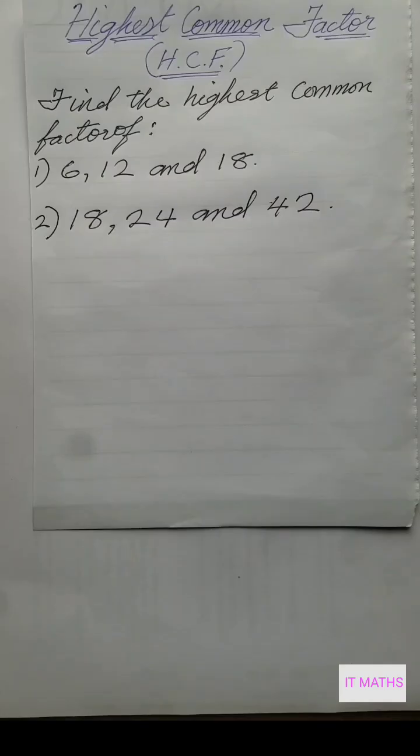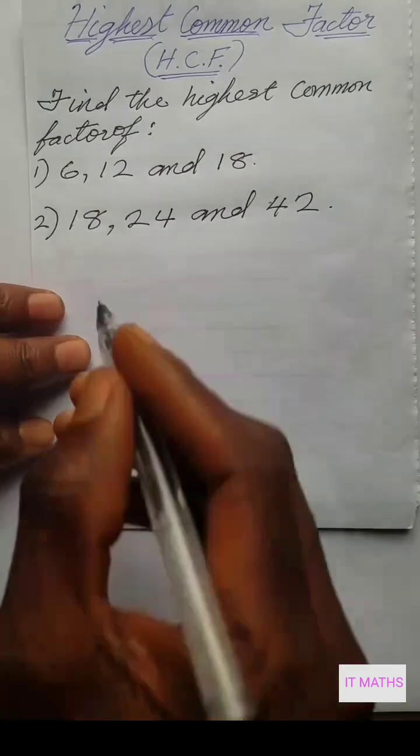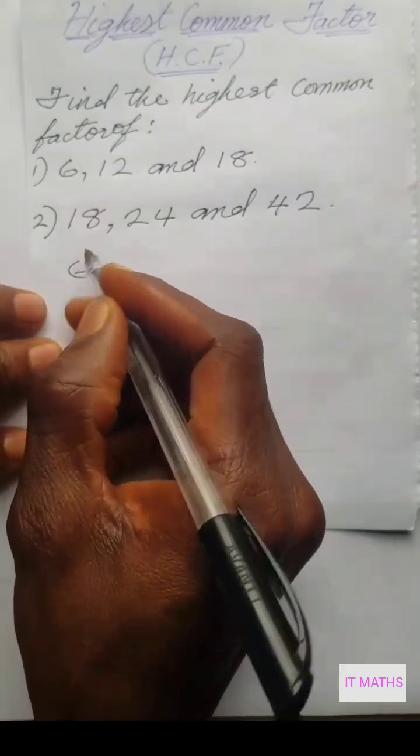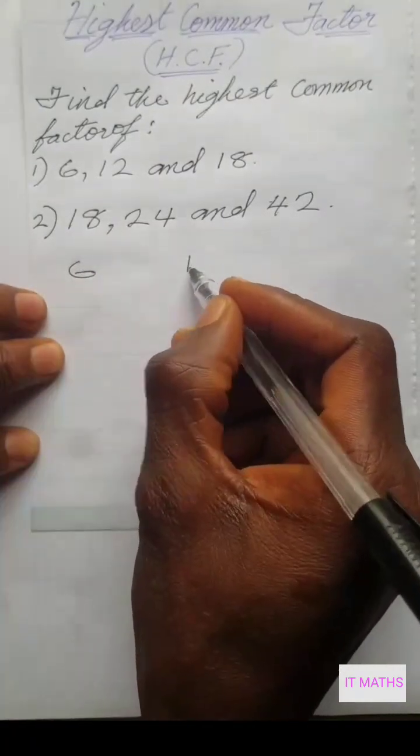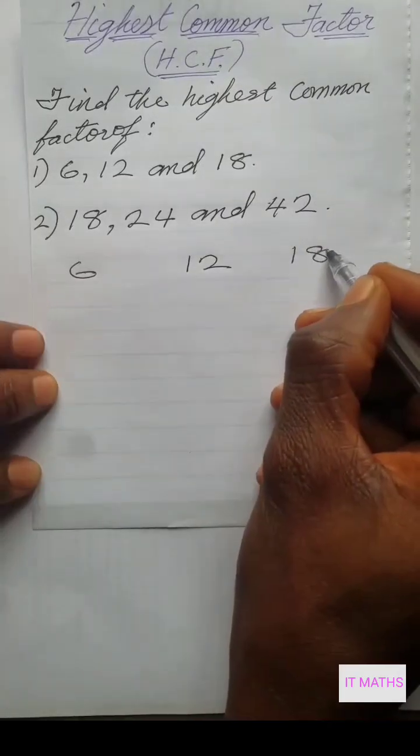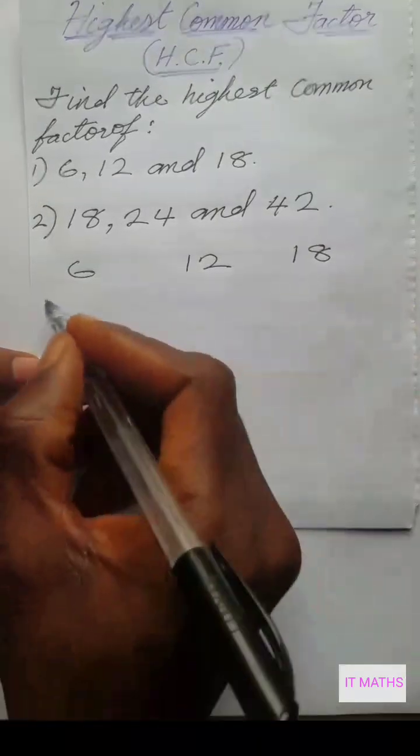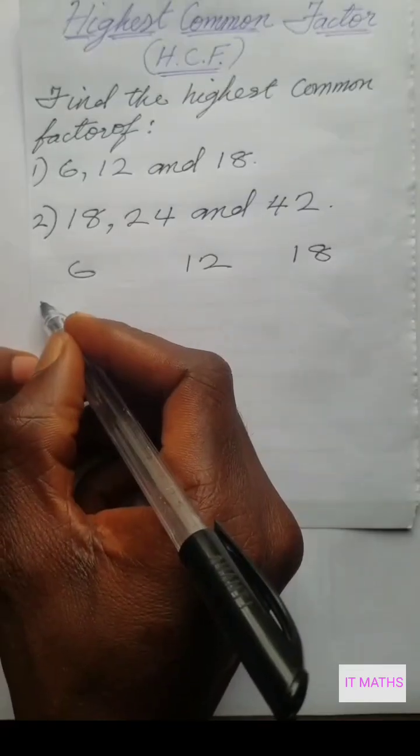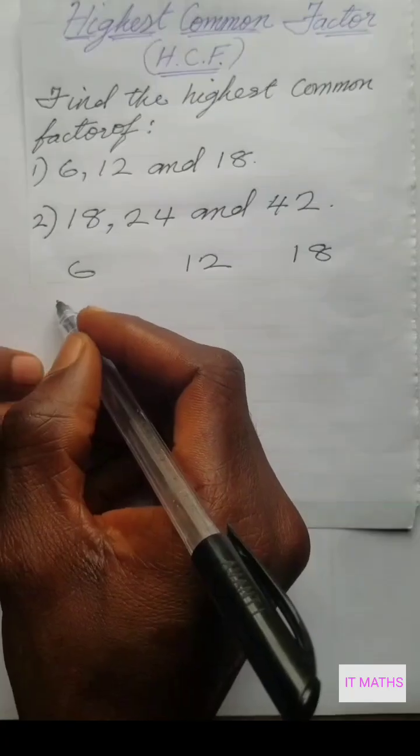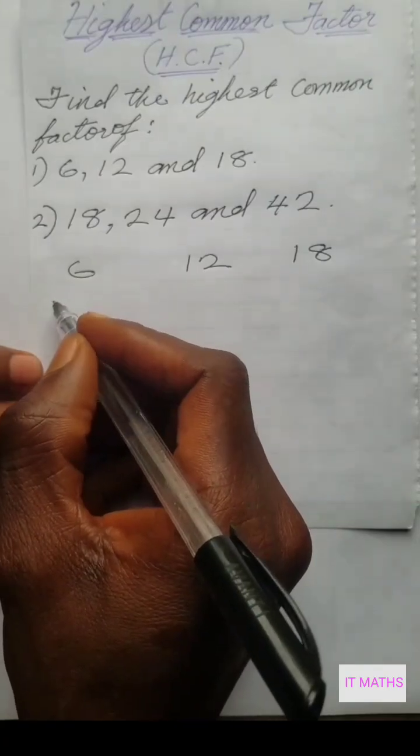Find the highest common factor of 6, 12 and 18. We'll begin by first finding the factors of 6, 12 and 18. What are the factors of 6? If you've not watched our previous video, please kindly go and watch it, and then you'll find out how to easily get the factors of numbers.